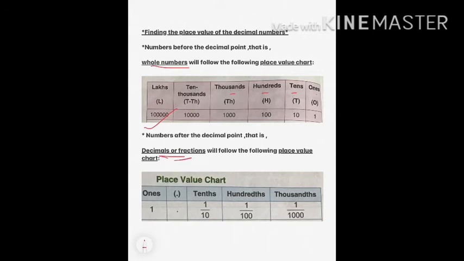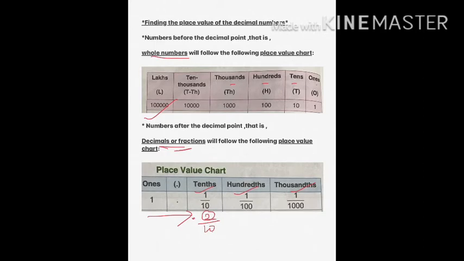And for the decimal fraction we will go beyond the ones place and write tenths, hundredths and thousandths. For example, if I ask for the place value of 2 in 2.2, I will write 2 tenths. Alright students, this way we can write the place values. So here the question is, write the place value of 7 in each case. First of all you have to underline the 7 in each number.